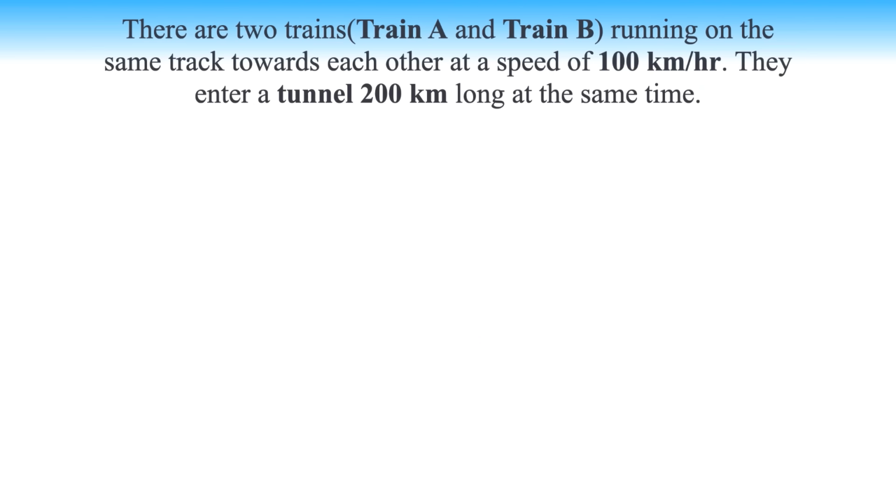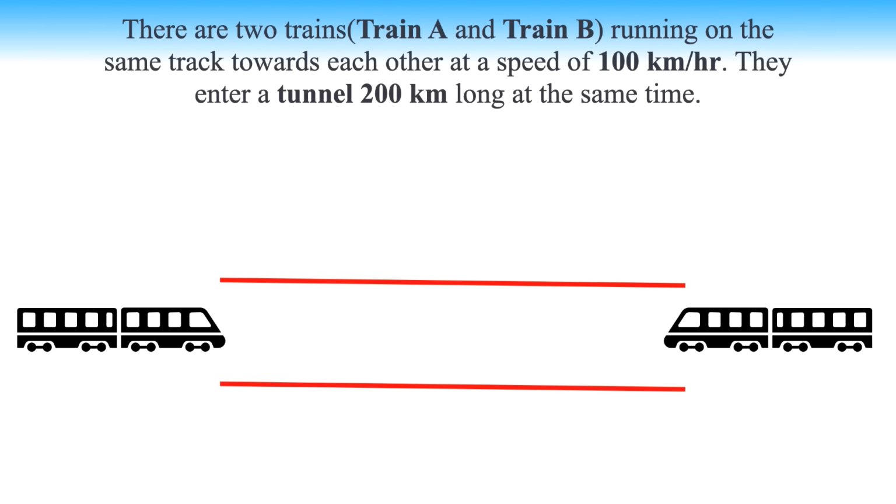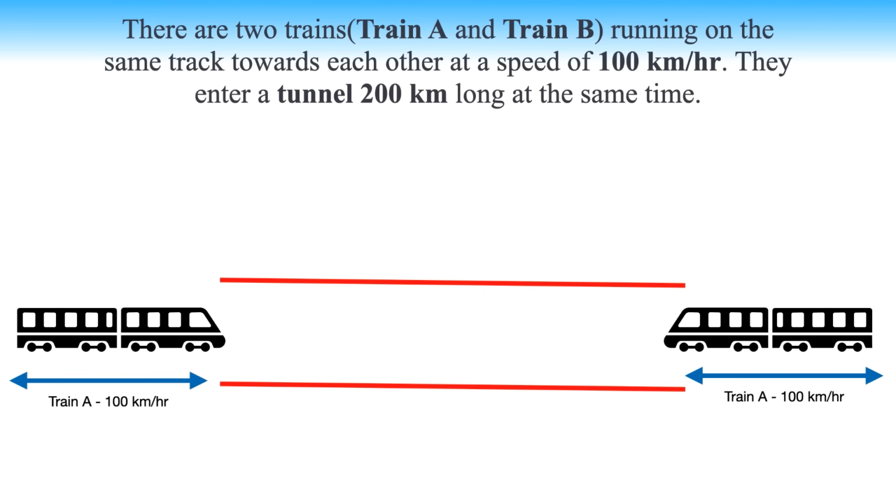I am sharing one more similar puzzle. Try to solve this by yourself before checking the solution. The puzzle states that there are two trains, say train A and train B, running on the same track towards each other at a speed of 100 kilometers per hour. They enter a tunnel 200 kilometers long at the same time.